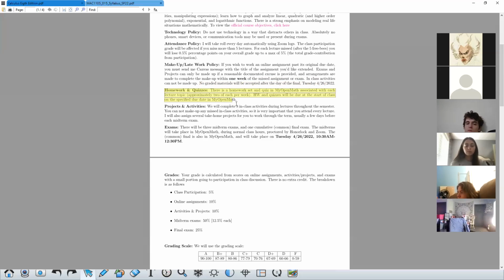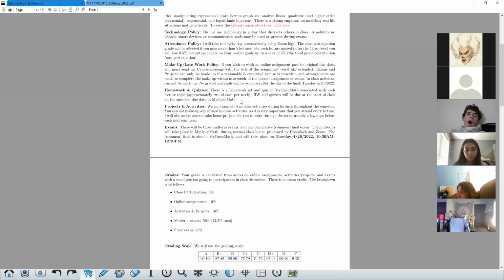Homework and quizzes. There's going to be a bunch of homework in this class, and there's going to be a bunch of quizzes in this class. So every day that we meet, I'm going to assign new homework. Every day that we meet, homework will be due. Some days you'll have 2 homeworks due, some days you'll have 1 homework due, but every class day you're going to have a homework set come due.